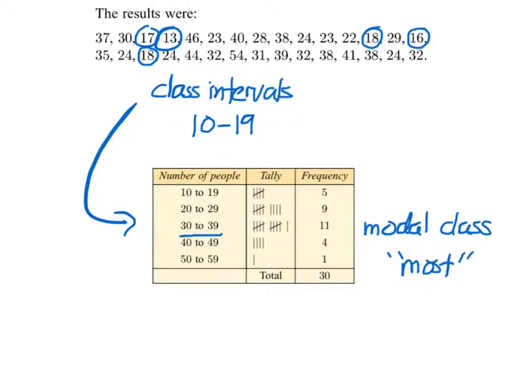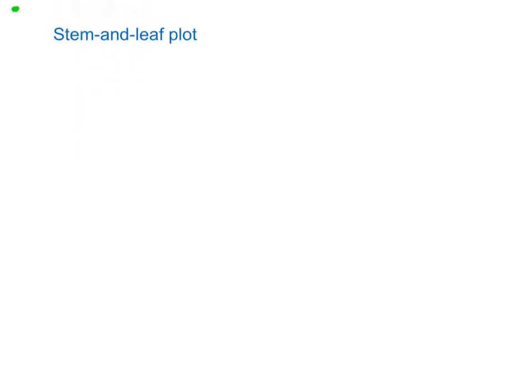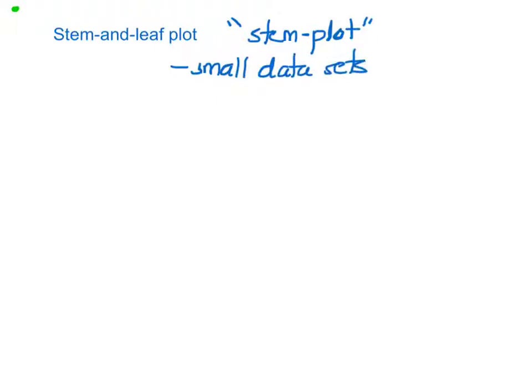Another way to visually represent these types of data is to use a stem and leaf plot. A stem and leaf plot, which is sometimes just called a stem plot, is a way to visually represent grouped data, usually for small data sets, and unlike the tally frequency table, we actually get to see all of the data points.